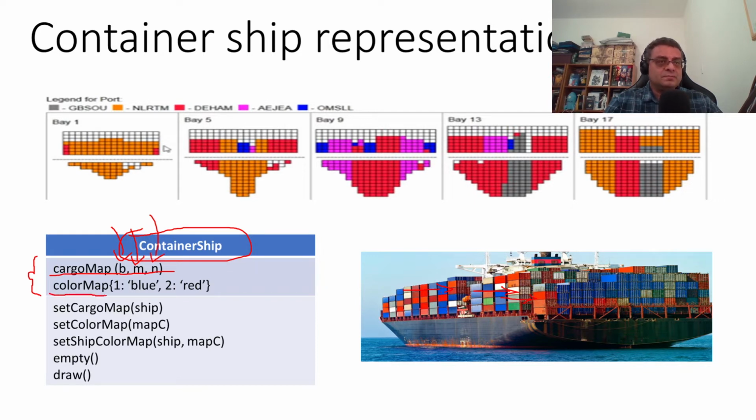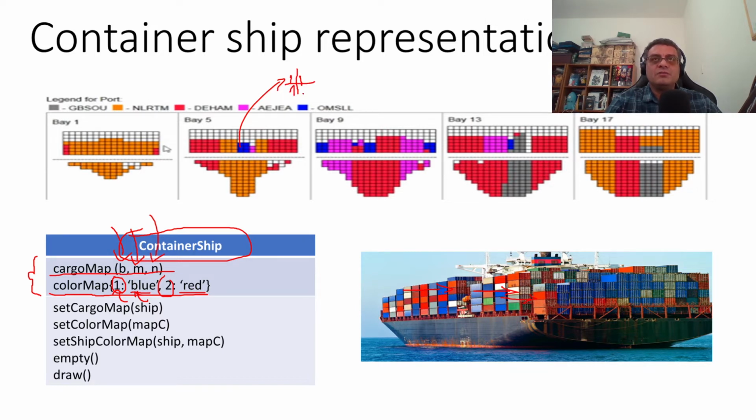And the second field here will be a kind of dictionary which maps integer numbers to colors. So the keys of this dictionary are integer numbers, and the values for each key will be the colors related to each number. So, for example, imagine this container ship here. We can have one as a grid here.